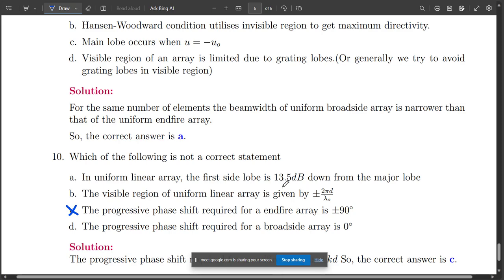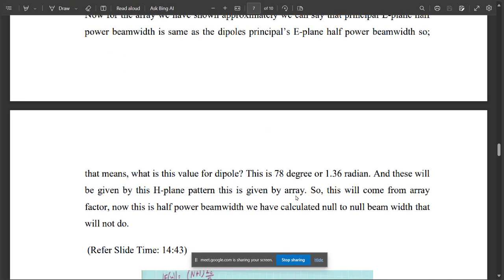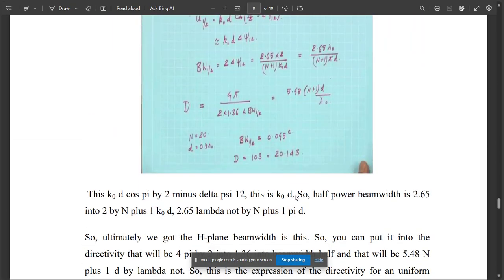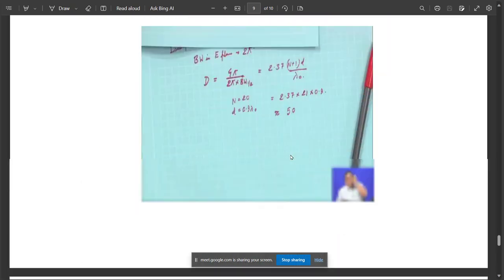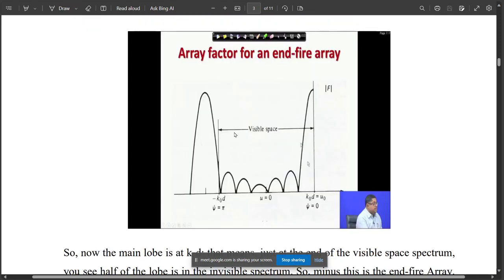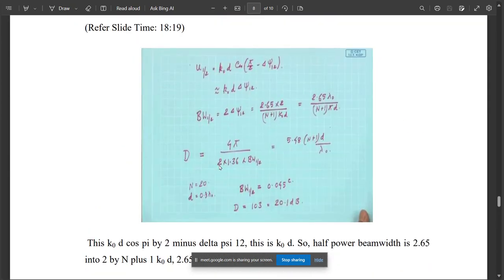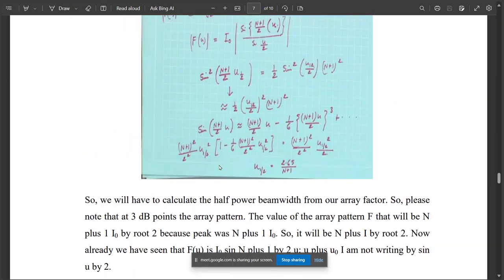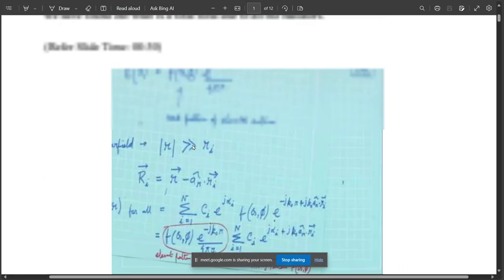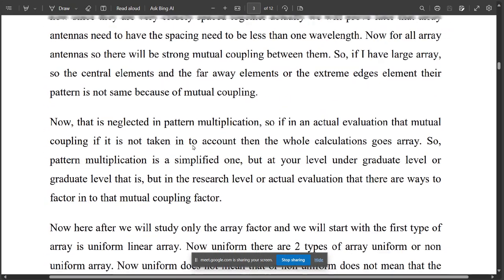Sir told you that the first side lobe level is 13.5 dB down. I guess in lecture number 19, sorry, lecture number 19, he discussed this statement. Wait, where has it gone? Was it discussed in lecture number 18? Wait, let me check.